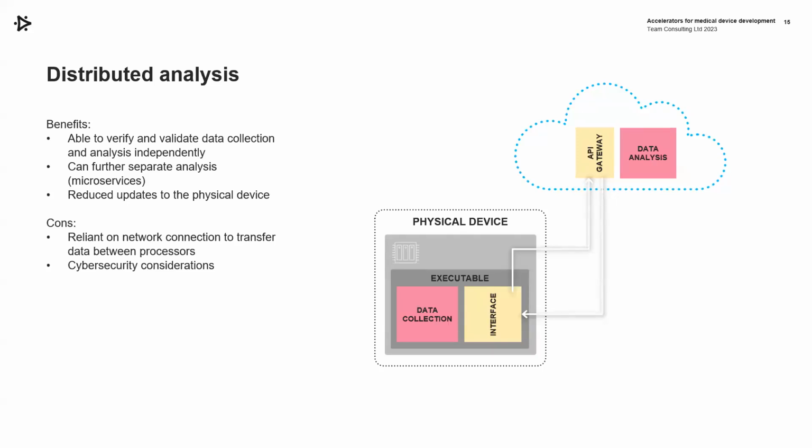Major cons to this are that we're reliant on network transfer for the analysis to occur. If we don't have a network connection, we can't do our analysis. We also have cybersecurity considerations, which are much stronger. We are actively passing data through a remote connection. We have to make sure that no one can gain access to that data or manipulate it.